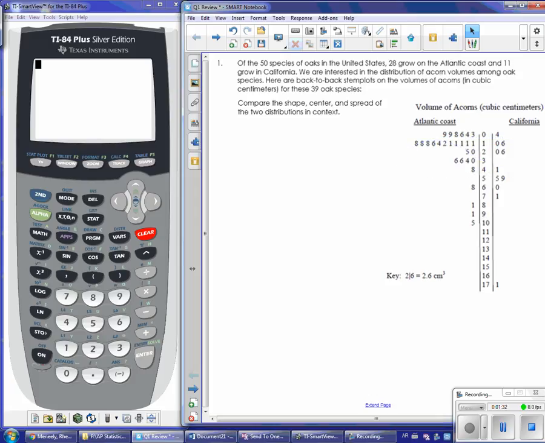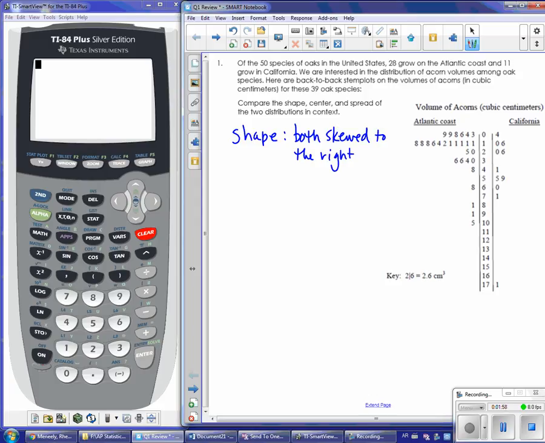All right, so we want to compare the shape, the center, and the spread. So we've already said the shape, and I'm just going to jot this stuff down. You're going to obviously want to write this in paragraph form, but the shape for both is skewed to the right. And this is not how you're going to want to write it on your test. But let's go ahead and talk about how we would find the center and the spread.